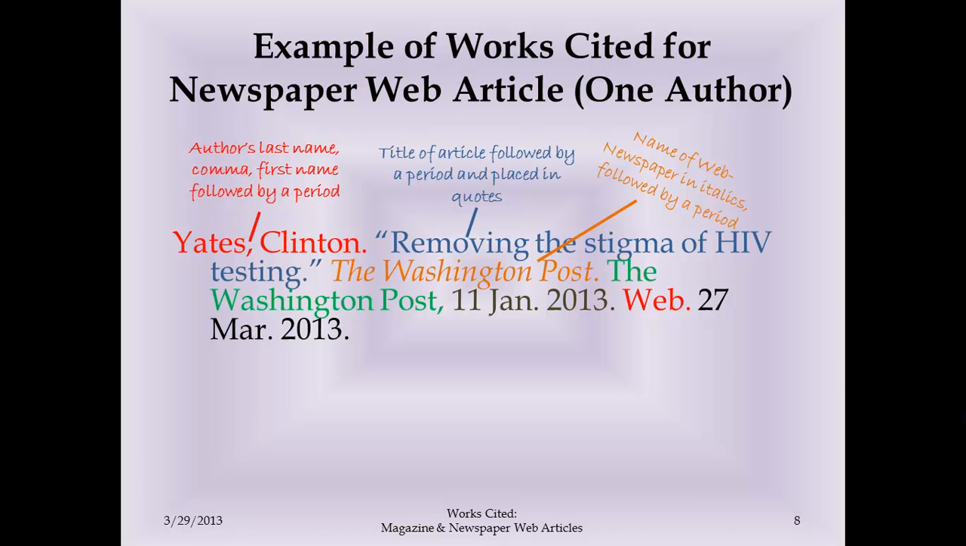and we italicize it and put a period after it. Then we follow that with the name of the publisher. This is in regular font. It is not italicized. Then we follow that by a comma and the date that the article was published. And remember, the publication date for an article is usually under the title of the article. We follow the same date format for MLA.